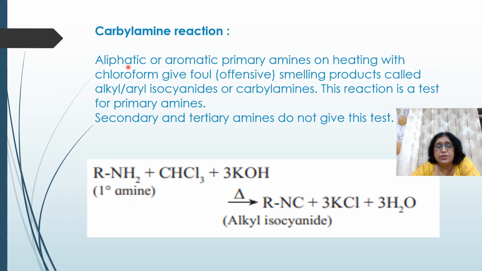Then carbylamine reaction. Aliphatic or aromatic primary amine on heating with chloroform and alkali gives you a foul smelling product called alkyl or aryl isocyanide, also known as carbylamines. Okay, and the side products are KCl and water. So secondary and tertiary amines do not give this test. This test is given only by the primary amine. So primary amine on reaction with chloroform and KOH and heating gives you the foul smelling alkyl isocyanide plus KCl plus water. And secondary and tertiary amines do not give this reaction.